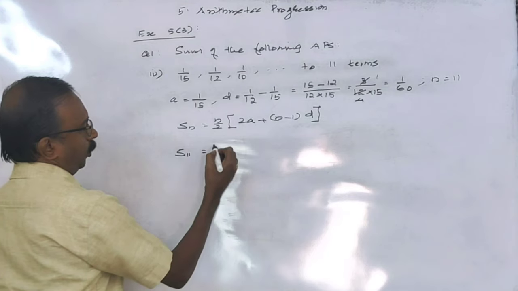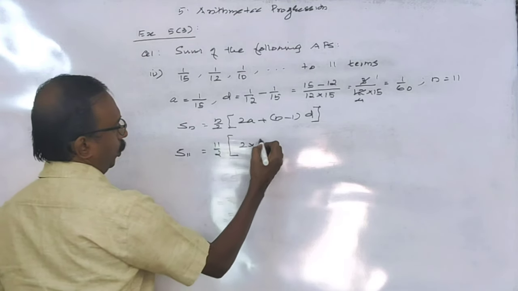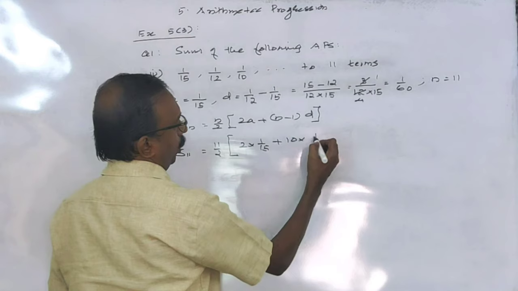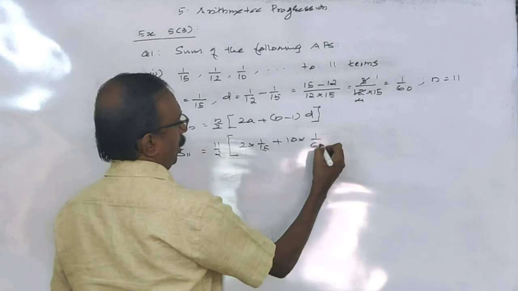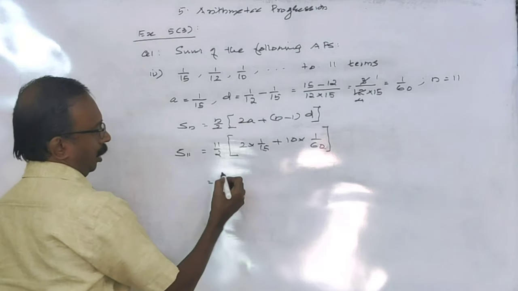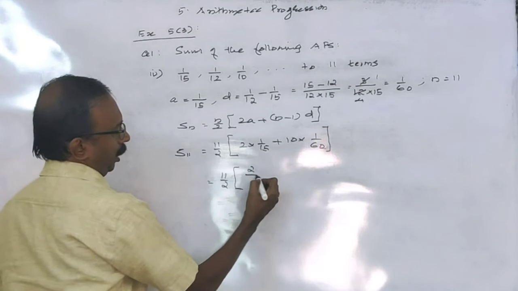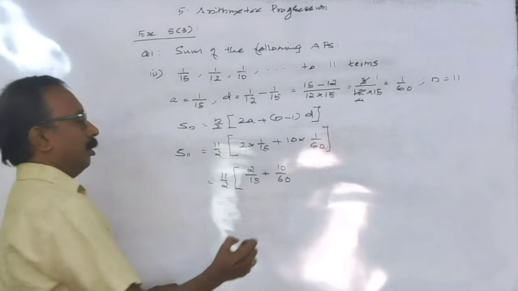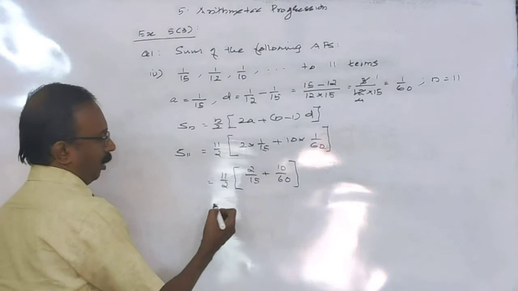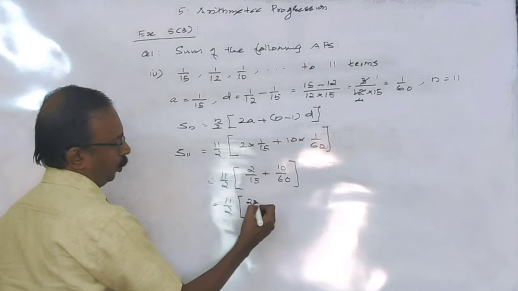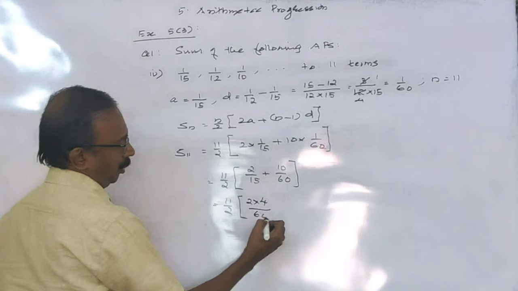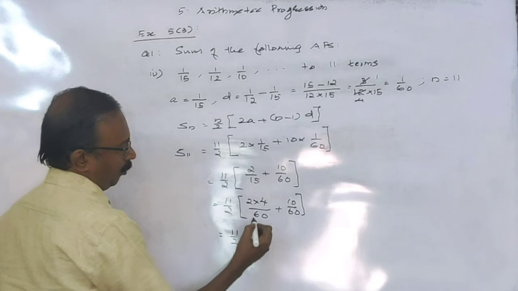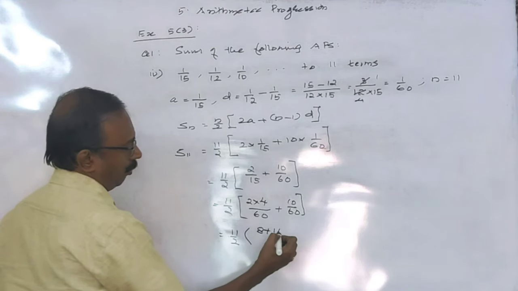Therefore, S11 is equal to 11/2 × 2 × 1/15 plus n minus 1, 11 minus 1 is 10, into 1/60. Here 11/2 × 2/15 plus 10/60. Here we can make the first denominator as 60. 2 × 4 = 8, 15 × 4 = 60, plus 10/60. So we have 11/2 × 8 plus 10 divided by 60.